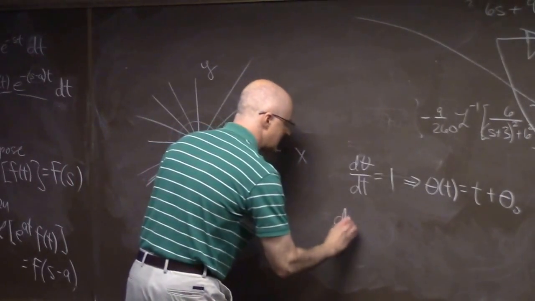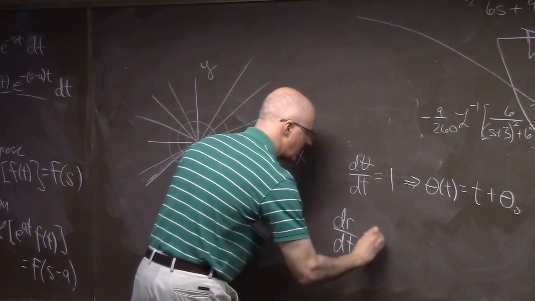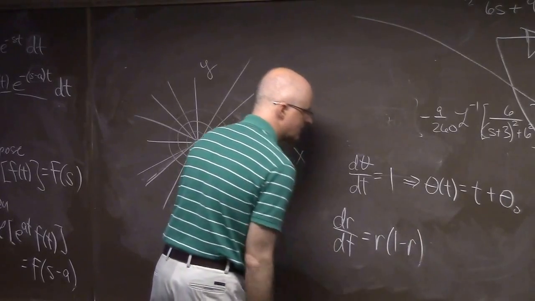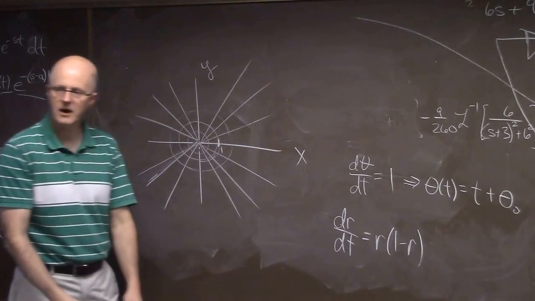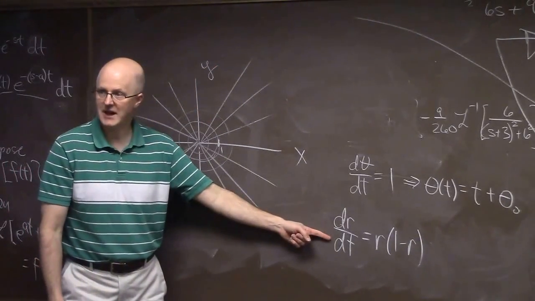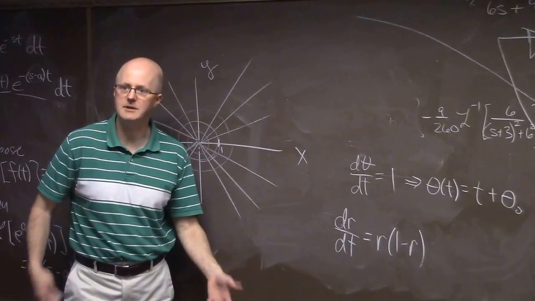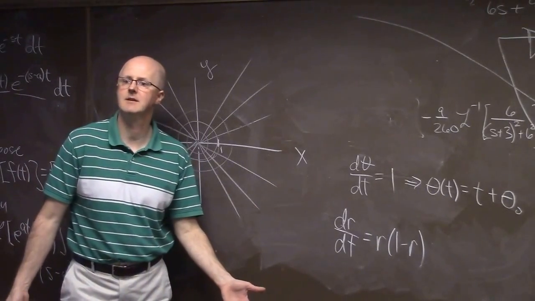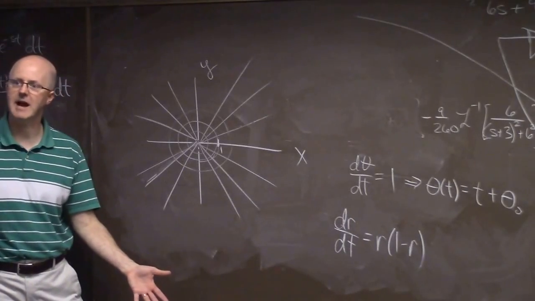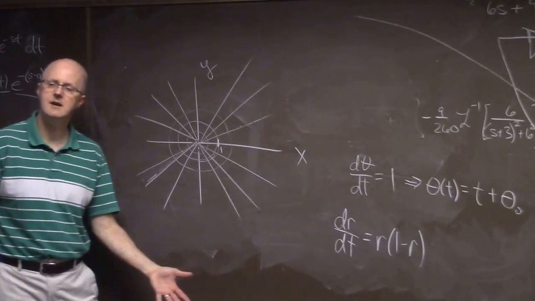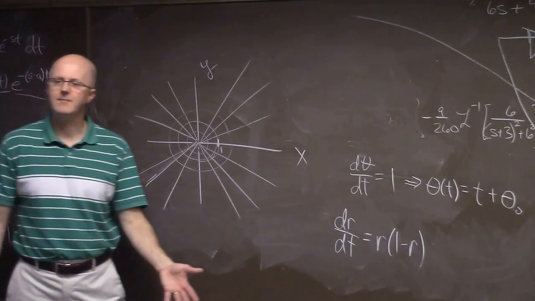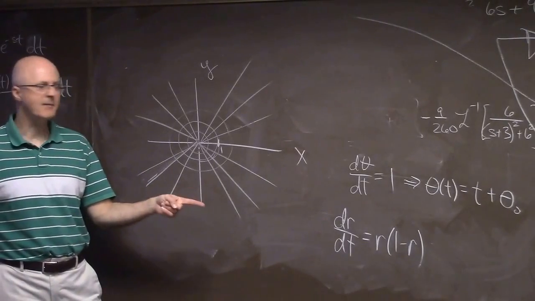dr dt, again, is r times 1 minus r, which is r minus r squared. You could solve that equation actually with separating variables and then using partial fractions to integrate. We did that before, second day of class, third day. But let's not do that. Let's just think about it intuitively.